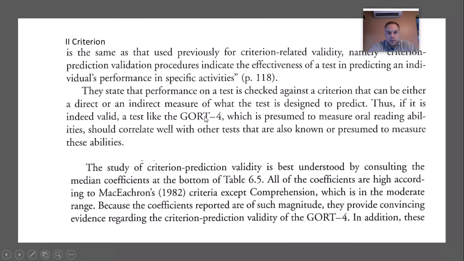And the criterion: it should correlate with other tests that are known or presumed to measure all of the aforementioned abilities that we previously mentioned. All of the coefficients are high.